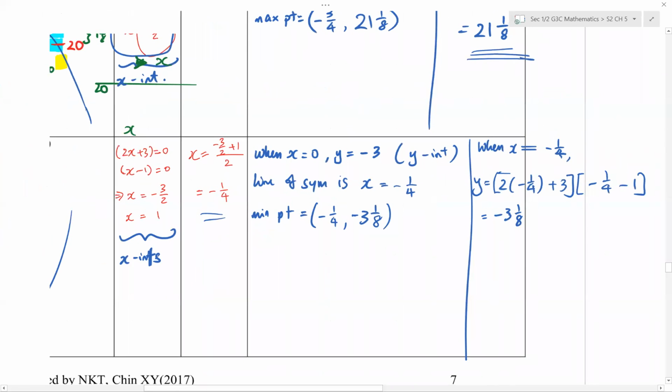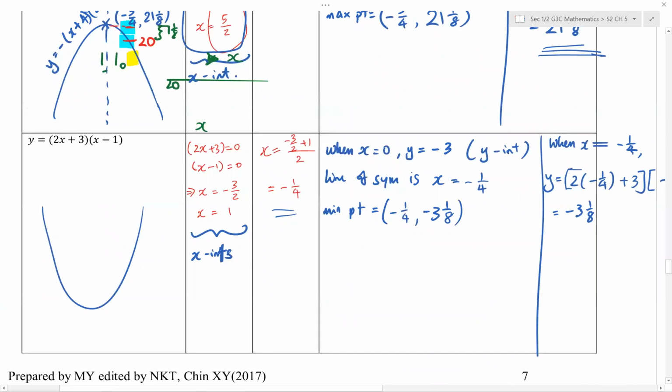Okay, we can fill in the blanks. Out of all this information, for my minimum point, the coordinates are -1/4, -3 and 1/8. I can draw my vertical line. That is my line of symmetry. Okay, just put it somewhere: x equals -1/4. I like to put the equation for the line of symmetry further away from the graph, because I know I need to draw a lot of things: x-intercept, y-intercept, vertical axis, and horizontal axis. So I put what I can further away. So x equals -1/4.